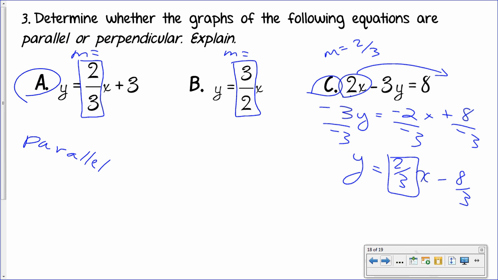Are they perpendicular? Why are they not perpendicular? Well, they're reciprocals, but they're not what? They're not opposites, are they? Both of them are positive. Okay?